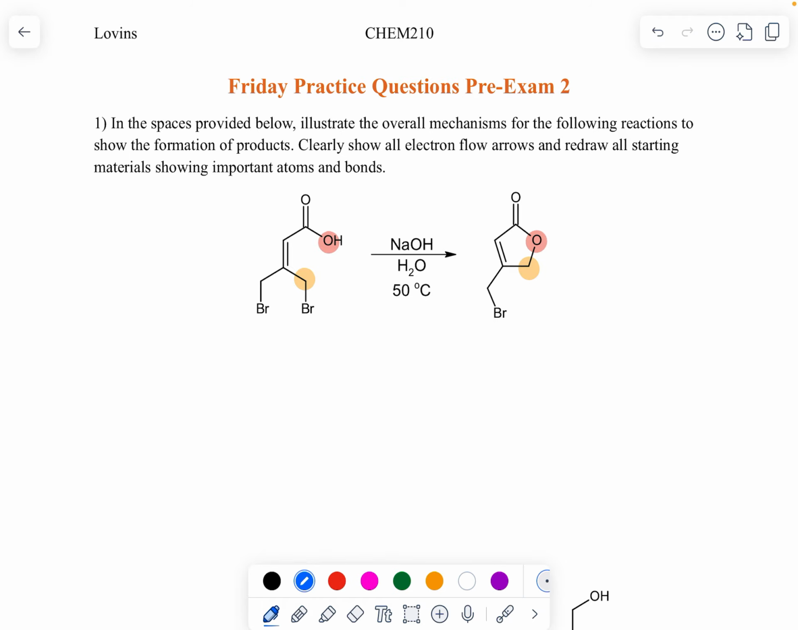We can see that based on numbering these substituents, starting with the oxygen as 1, this carbonyl is 2, this carbon is 3, this one is 4, and the orange one is 5. Those are the atoms that make up our 5-membered ring here.